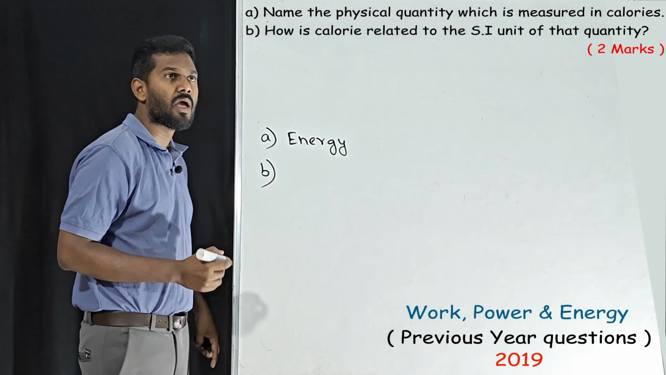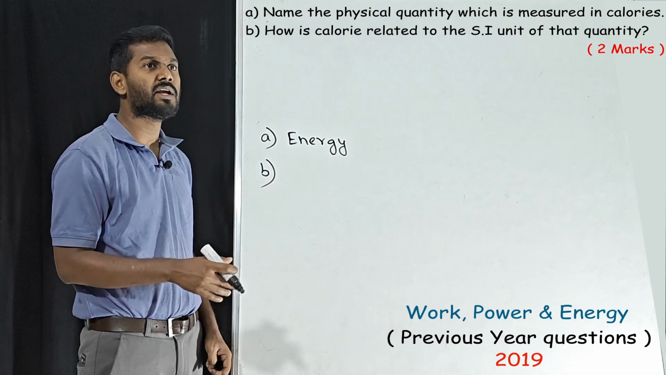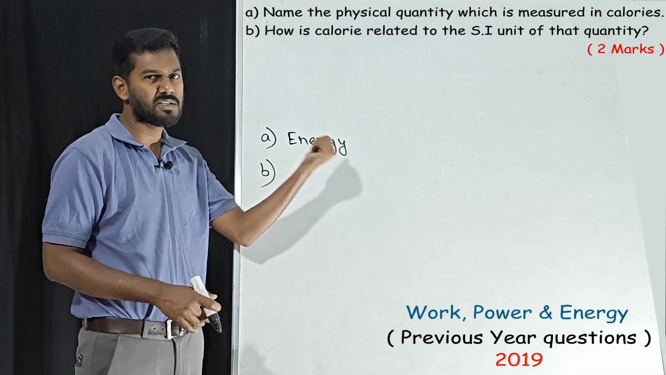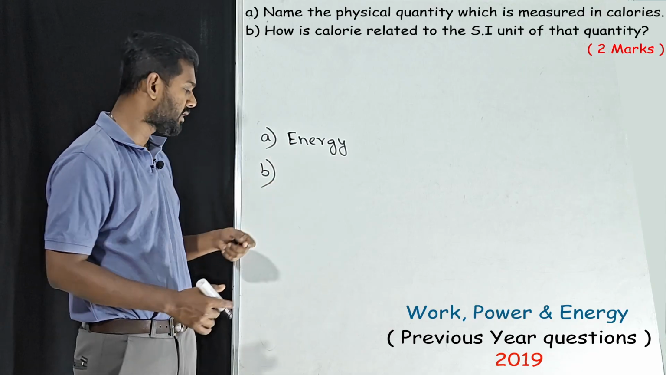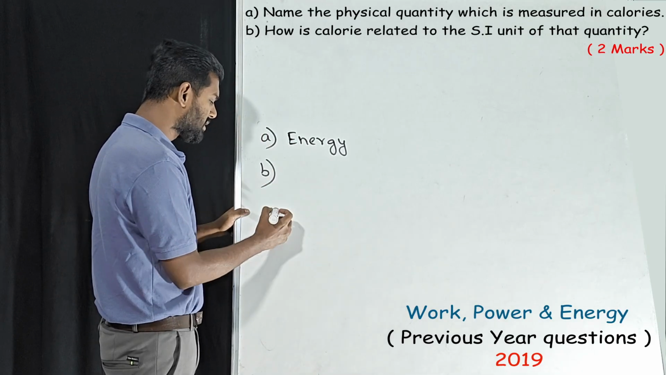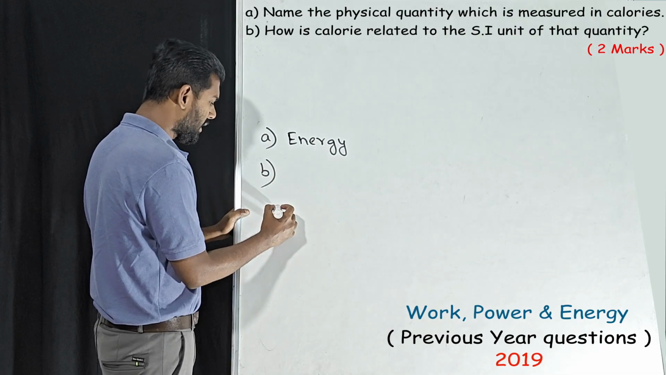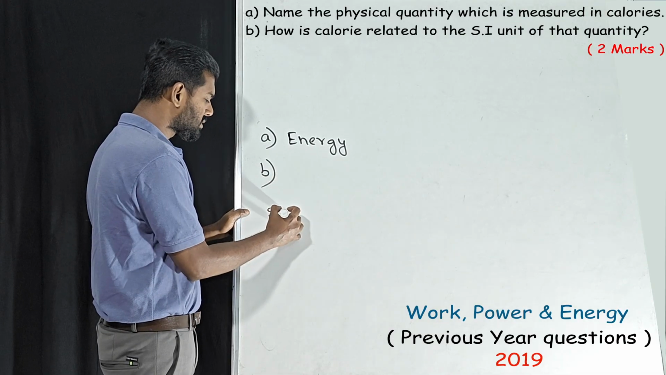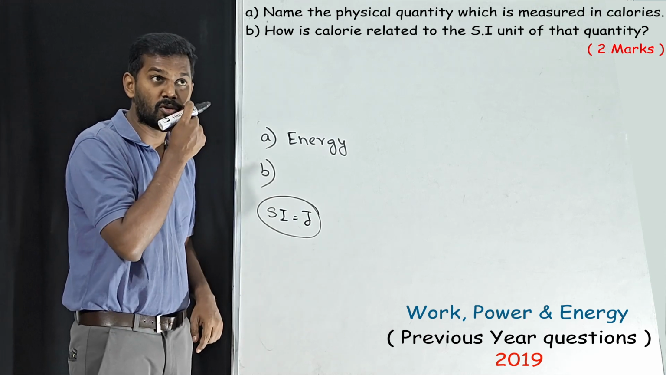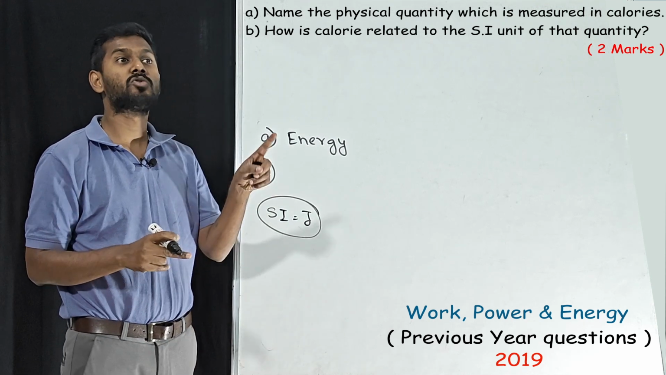Second question: how is the calorie related to the SI unit of that quantity? What quantity? Energy is the quantity. What is the SI unit? A calorie is one of the units. The SI unit of energy is joule, correct? So the SI unit is joule, and they have given one more unit, that is calorie. How are these two related?